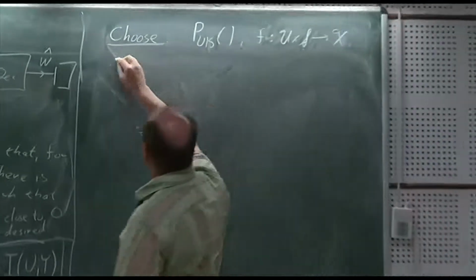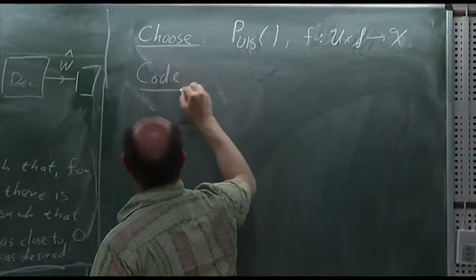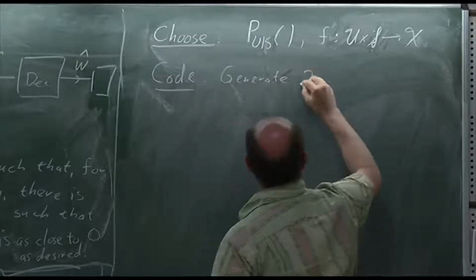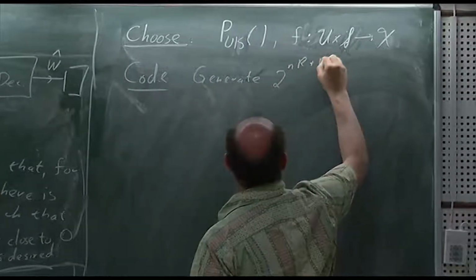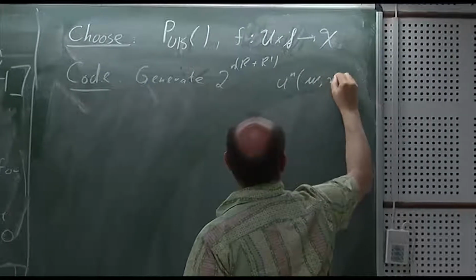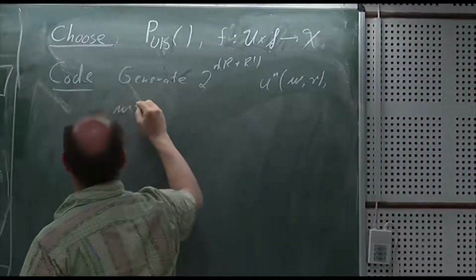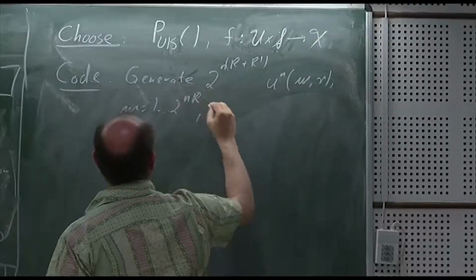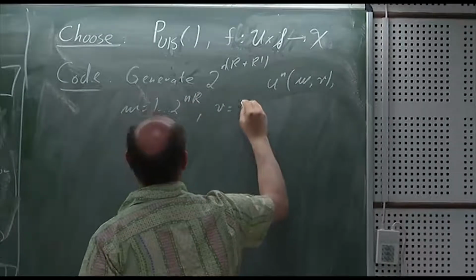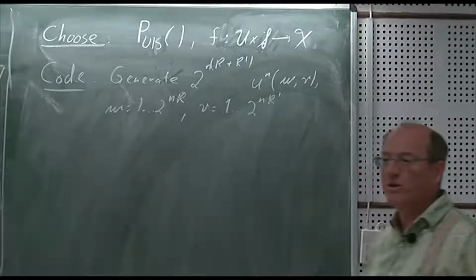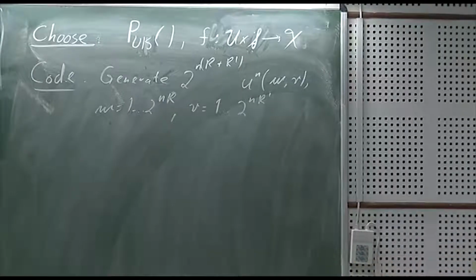Okay, now we do our code construction. We'll generate 2 to the n(R + R') sequences u^n(w, v), where w runs from 1 to 2^{nR}. So this is exactly the same construction, the random coding construction, as the Wyner-Ziv problem, which again shows that source and channel coding are closely related. Exactly the same.